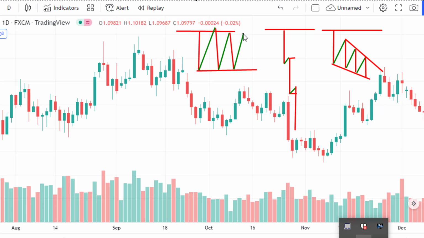Side by side. So we have this type of strategy, also a strong strategy, for this type of market.